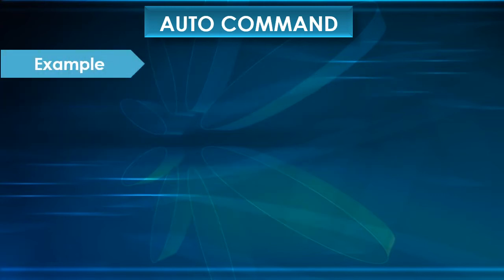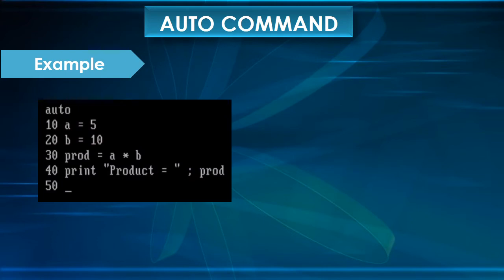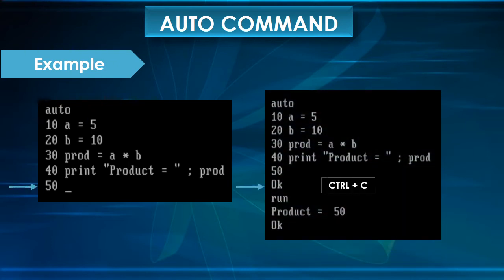Here is an example of auto command. When I applied auto command, it automatically generated the line numbers. And after completing my program, I want to execute it, but it won't allow me. For that purpose, I have to apply Control C from the keyboard to terminate the auto command and then execute the program to get the output.